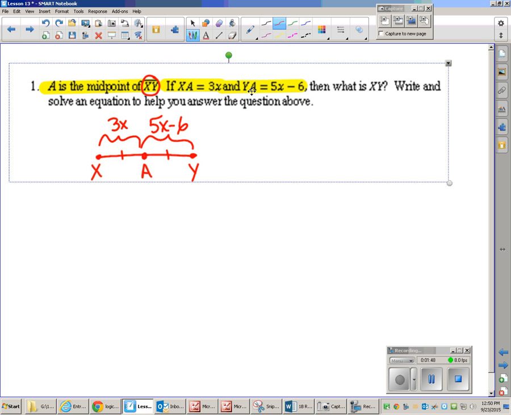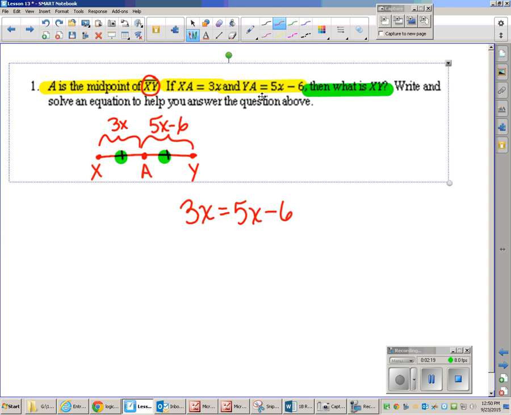In every one of these problems, I need to think to myself, what is the relationship between the things that I know? The things that I know right now are segments, and these two segments are the same length, and the reason that I know they're the same length is because when I built this, I made this mark to remind myself that those are the same length. So the equation that I'm going to set up is 3x is equal to 5x minus 6. The rest of this problem basically asks me to find out what XY is, and it tells me to write and solve an equation to answer the question.